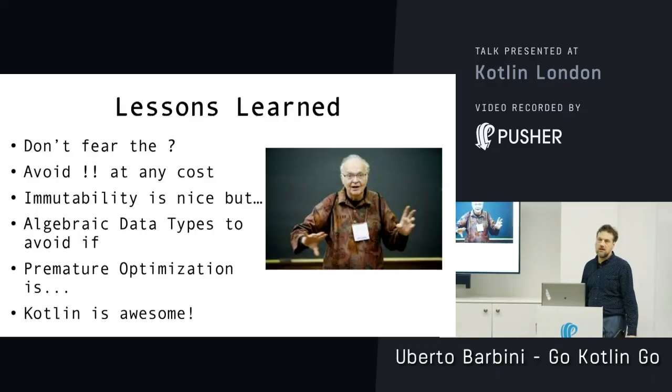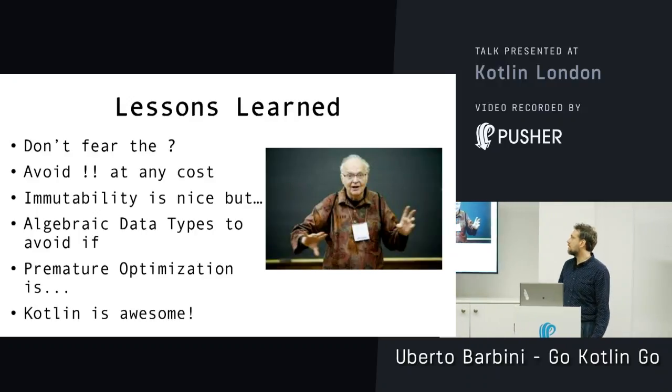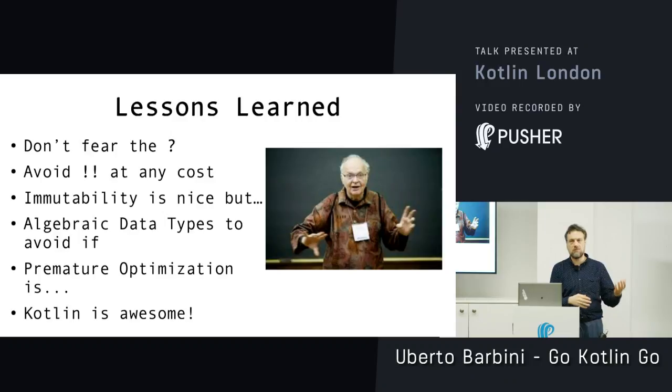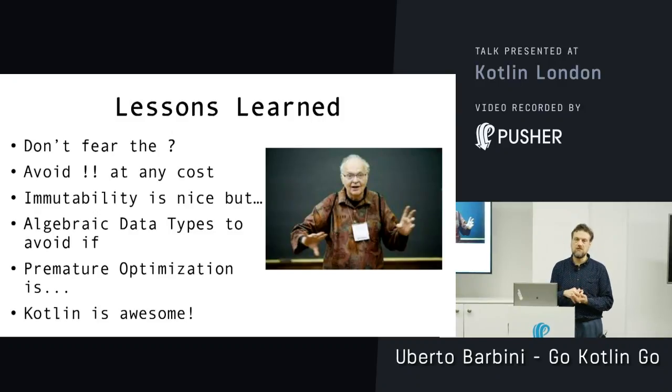Okay, a bit of lessons learned so far. About the question mark types, at least for me at the beginning, also because I had some experience with Groovy, where using the question mark is not such a good idea, it was a bit scary to use the question mark in Kotlin. But then I completely changed my mind. I think nullable types are really good things.